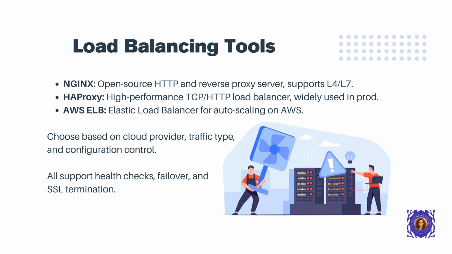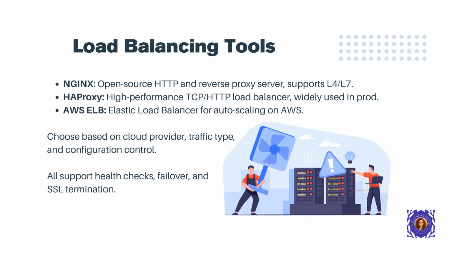NGINX is one of the most popular open-source solutions out there. Originally created as a web server, it's now widely used as both an HTTP server and reverse proxy. It supports both Layer 4 and Layer 7 load balancing and is known for its high performance and stability. HAProxy is another powerful option. It's a dedicated high-performance TCP/HTTP load balancer that's trusted in production environments worldwide. Its reliability under extreme loads has made it a favorite for mission-critical applications.